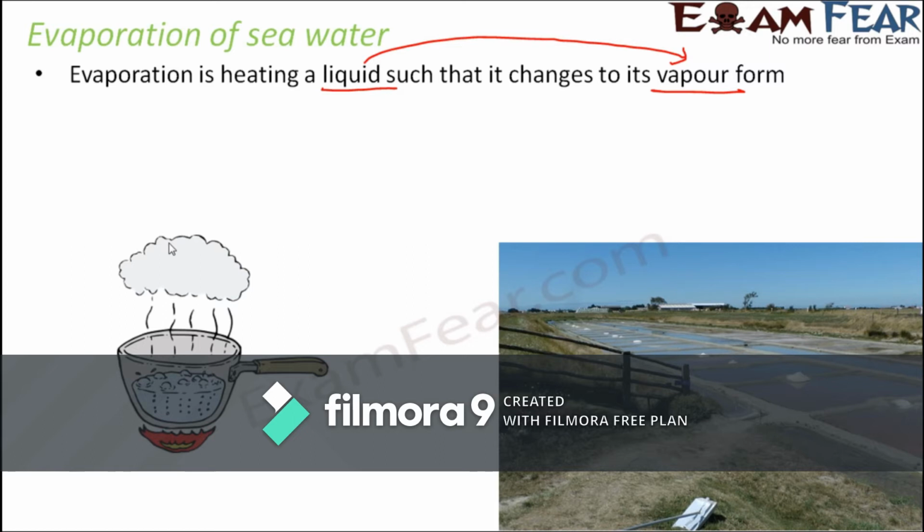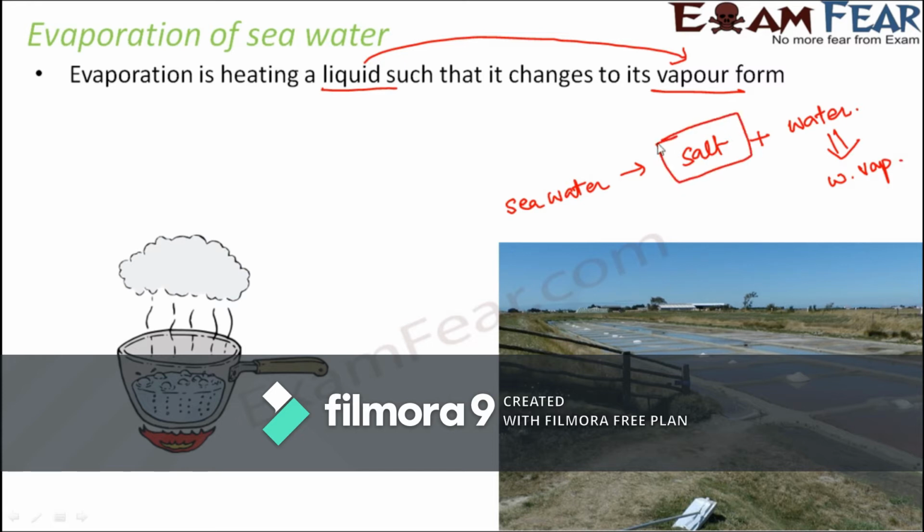Now the seawater contains both salt as well as water. The evaporation will take place only for water because salt is not in liquid form. Water is in liquid form. So when you talk about seawater, seawater contains salt plus water. This makes the water salty. Now, when the water gets evaporated, this liquid water gets converted to water vapor. What happens to the salt? The salt remains as it is. So basically, the salt and the water get separated.